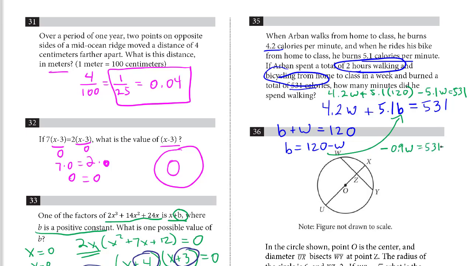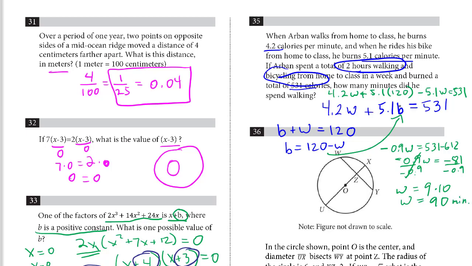531 minus 612, and that's going to work out to minus 81, right? So minus 0.9 W equals minus 81. Divide through by minus 0.9. W equals... 0.9 is really 9 times 1/10. So minus 81 divided by minus 9 is 9. And that would be divided by 1/10, which is really multiplying by 10. So the answer is W is 9 times 10, or 90 minutes.